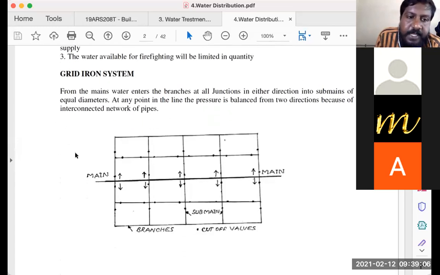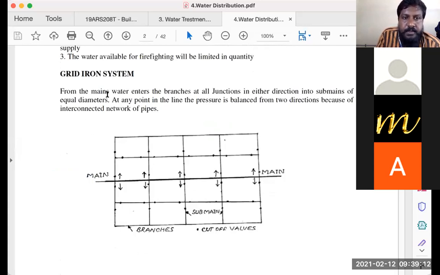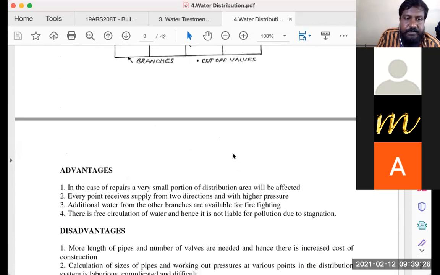So now, the gridiron system. Imagine the blue box as a supply. It goes into the main, and all the submains are connected, and it becomes a loop. And these are all perpendicular joints: the mains, the submains, and it's taken.